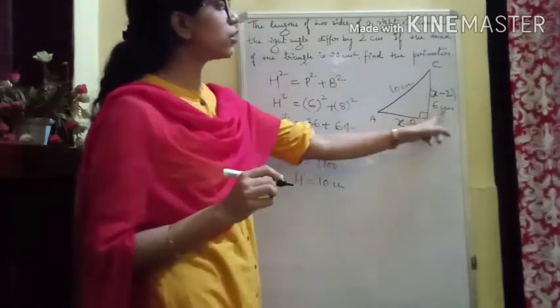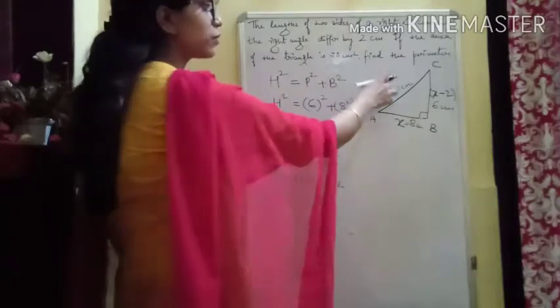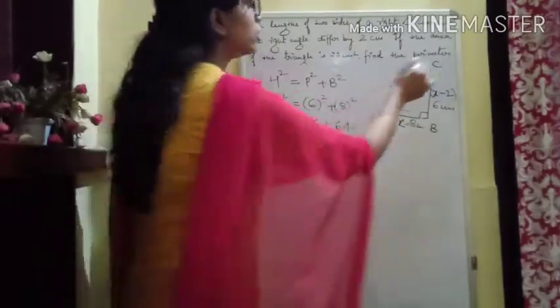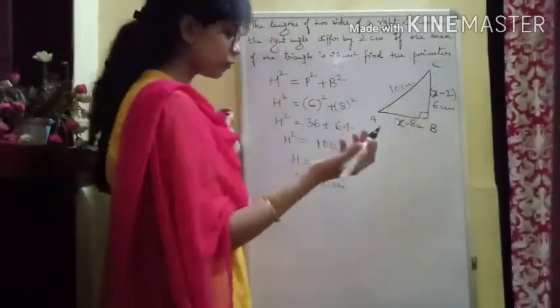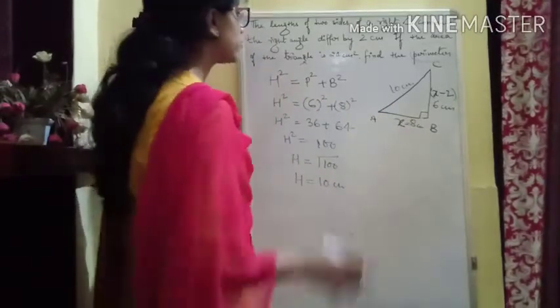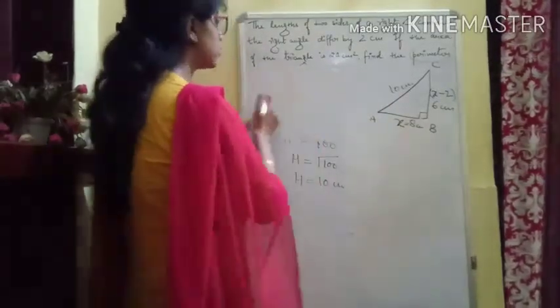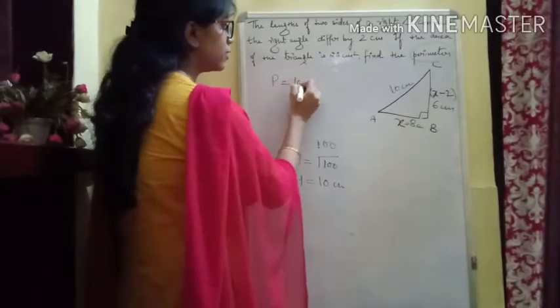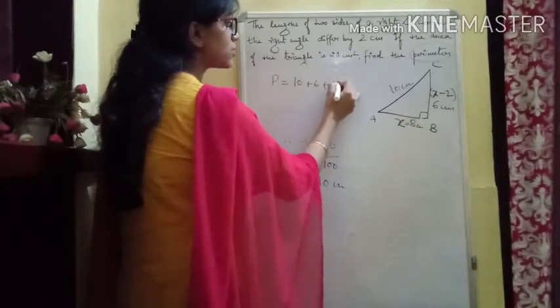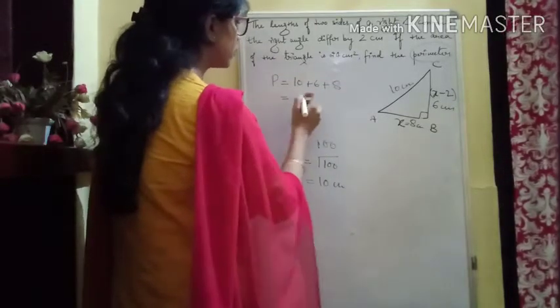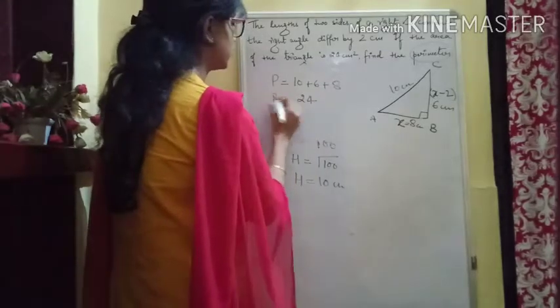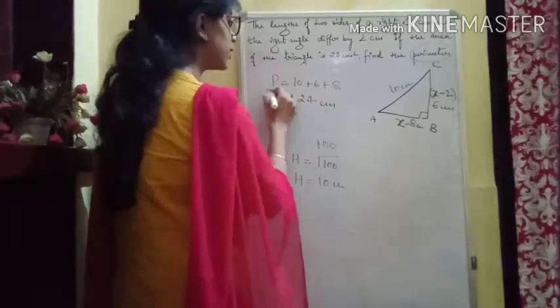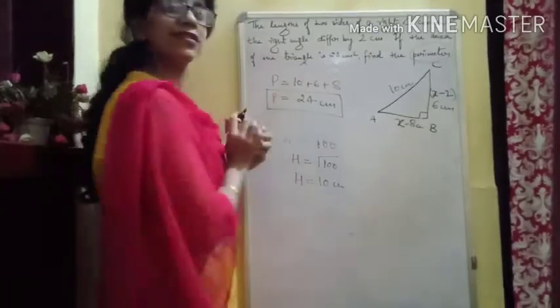Now we know all three of the sides, that is hypotenuse, perpendicular and base. We were asked to calculate the perimeter. What will be the perimeter? Perimeter will be sum of all sides. So perimeter will be 10 plus 6 plus 8, and 24 centimeter. Correct? So this is how we simplify.